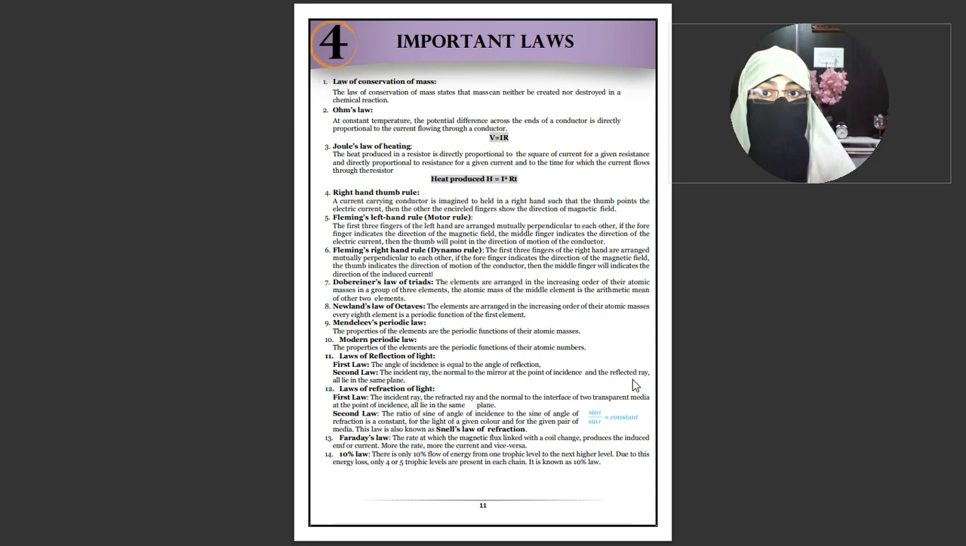Now the important laws. We have shortlisted the important laws from your entire syllabus, which are going to be very important. The law of conservation of mass states that mass can neither be created nor destroyed.